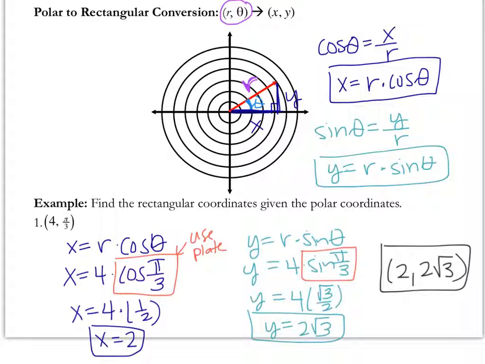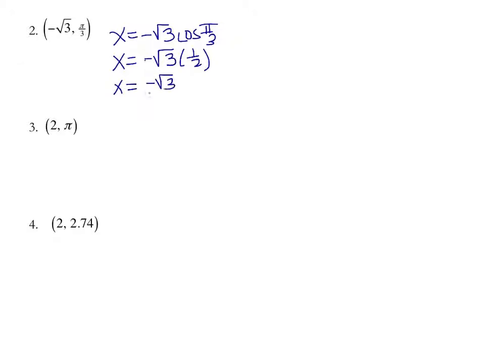So let's try a couple more. There's some variations on the next page. So for number 2, it's the same formula. If I want to find x, x is going to be r, which is negative radical 3, times the cosine of pi over 3. We just found cosine of pi over 3, that's 1/2. But this time x will come out as a fraction, negative radical 3 over 2.